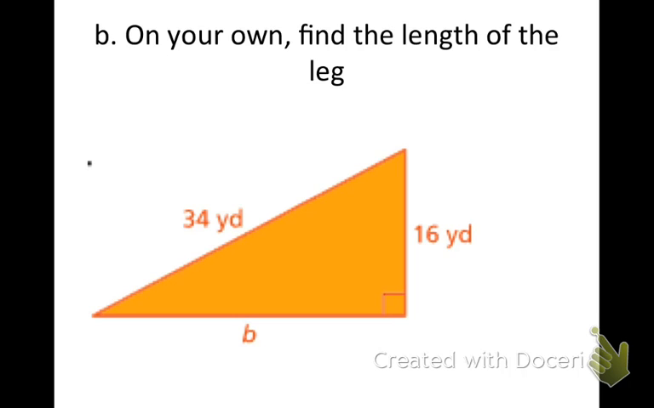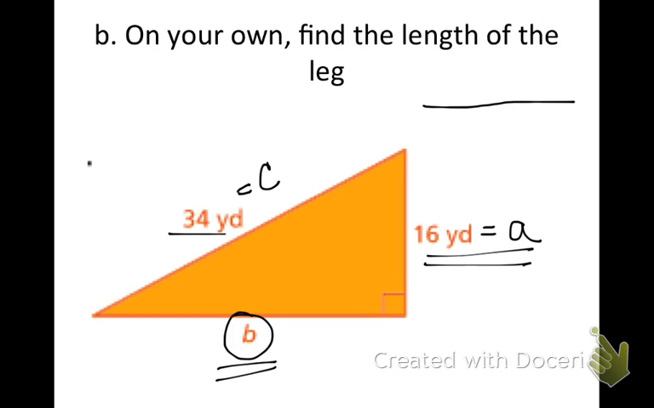Okay, so now you're going to try one on your own. So if it helps, label. So they've already labeled this one B. So you could call this one A, and you can call this one C. So first write down your formula, plug in what numbers you have, and solve for your unknown, just like I did. Again, if you need some extra help, you can look in your textbook.